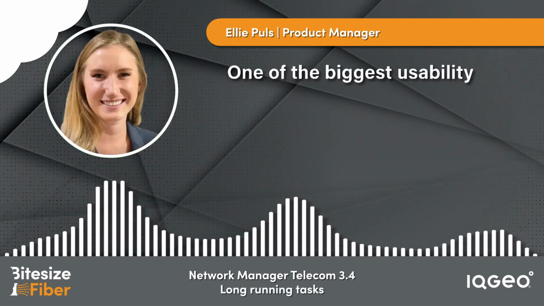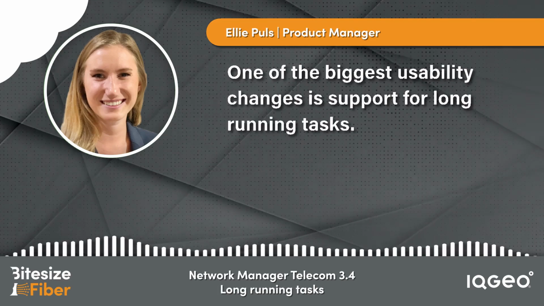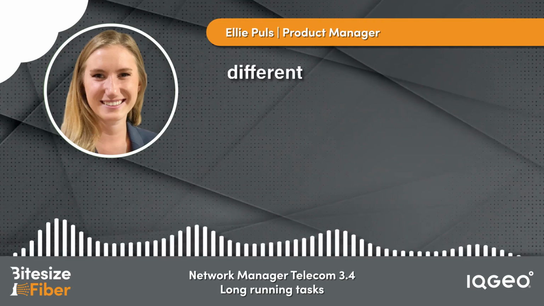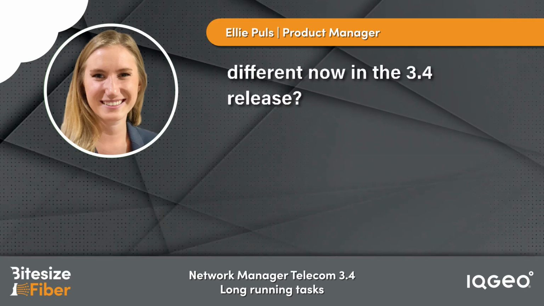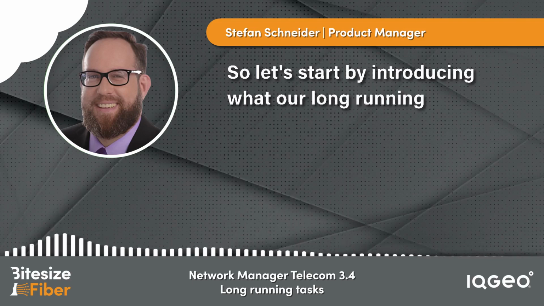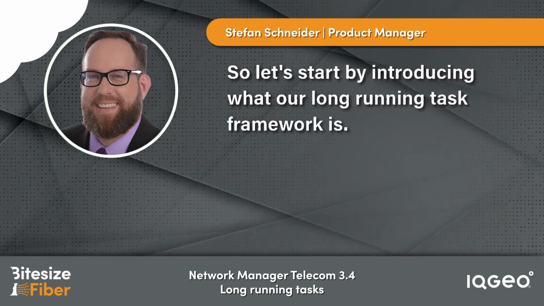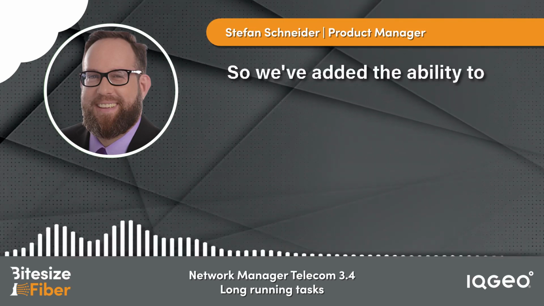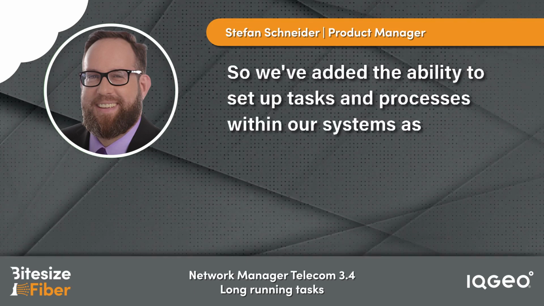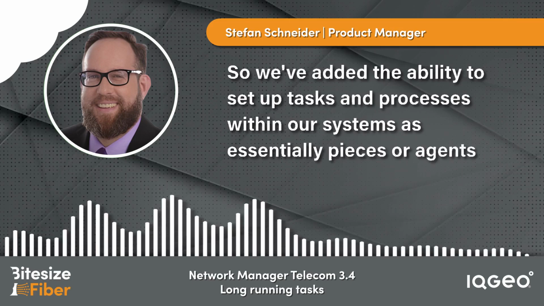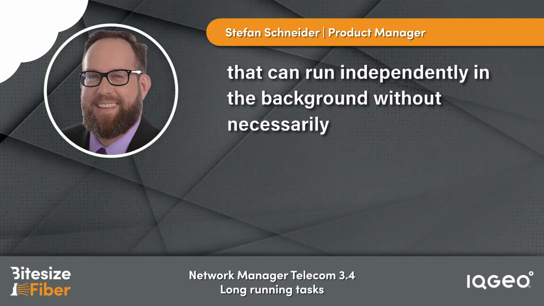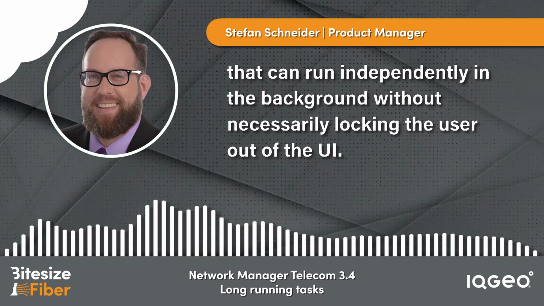One of the biggest usability changes is support for long running tasks. Can you tell us about what kind of operations caused problems before and what's different now in the 3.4 release? Absolutely. So let's start by introducing what our long running task framework is. So we've added the ability to set up tasks and processes within our systems as essentially pieces or agents that can run independently in the background without necessarily locking the user out of the UI.